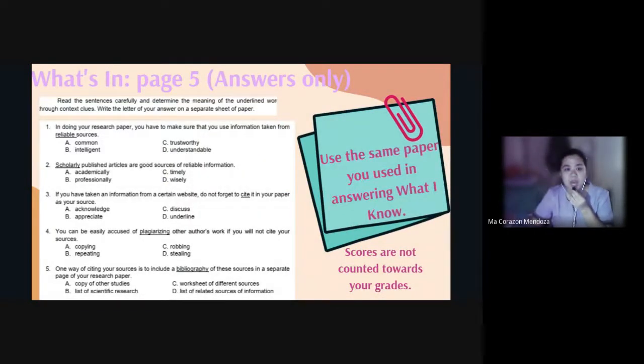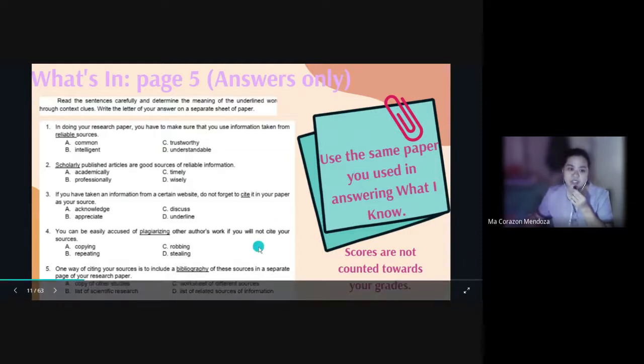Anyway, I want you to go to page 5 of your module and please answer what's in. Please use the same paper you used in answering what I know. Again, this is just a pre-test, so the scores are not counted towards your grades. So I'll give you 1 minute and 30 seconds to answer the activity.